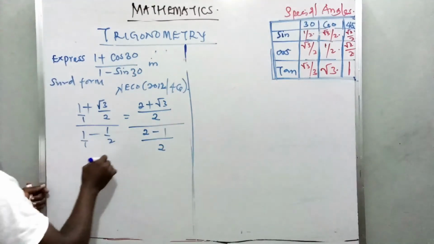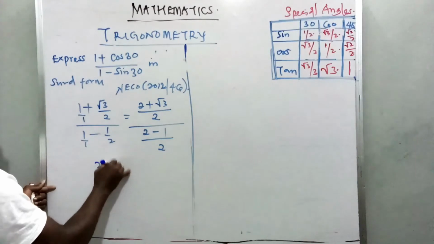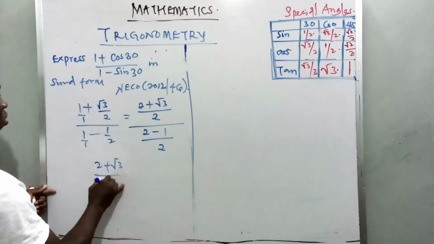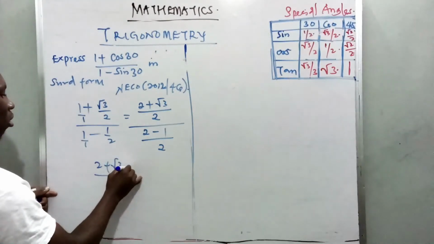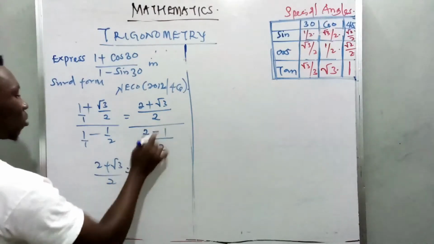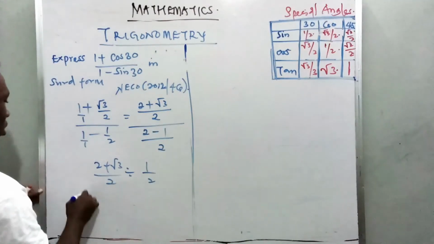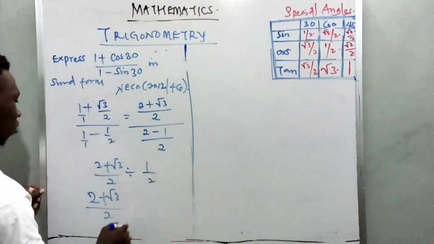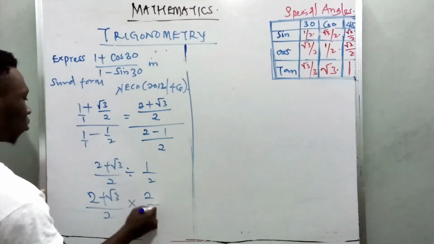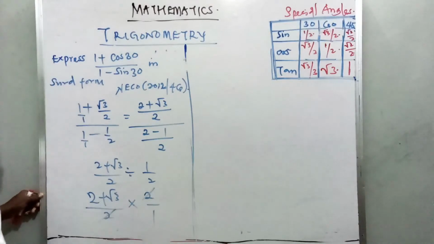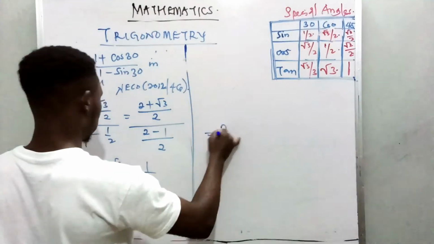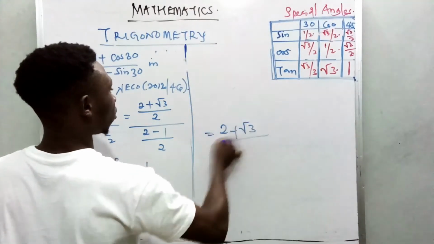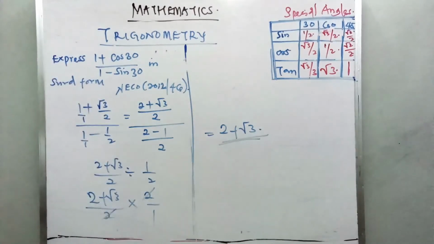So this is now 2 plus root 3 over 2, divided by 2 minus 1, 1 over 2. So that's 2 plus root 3 over 2 times 2 over 1. This cancels this. And this is now equal to 2 plus root 3. And 2 plus root 3 is the final answer.